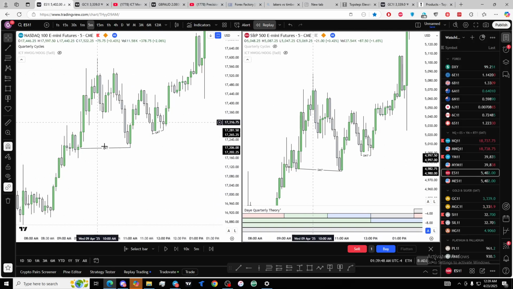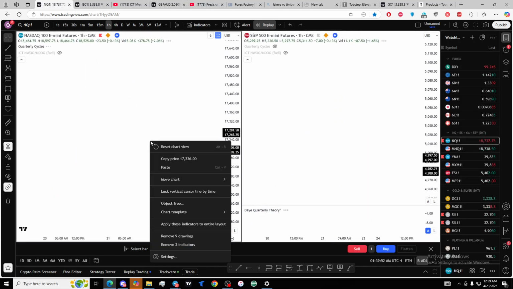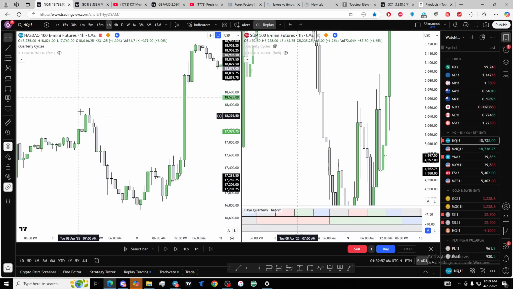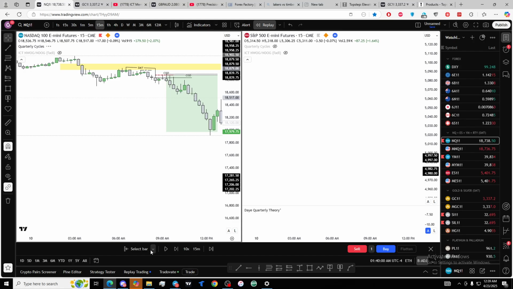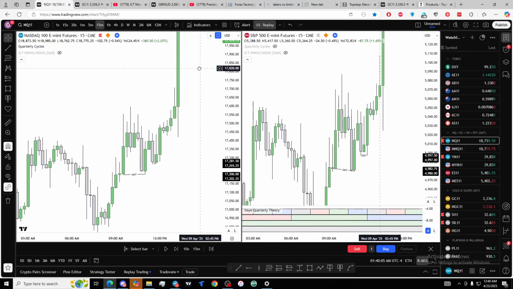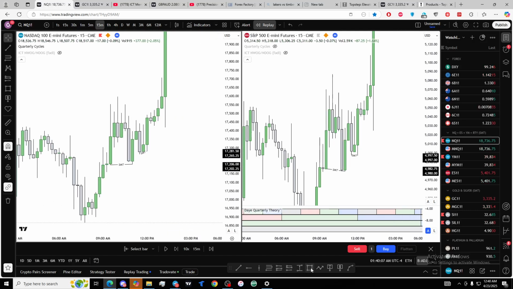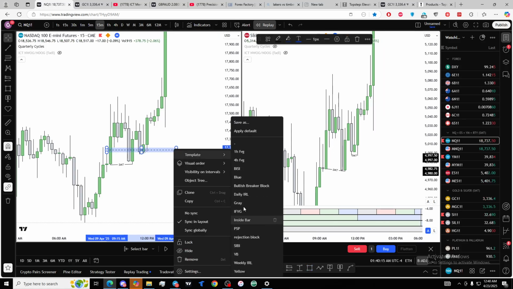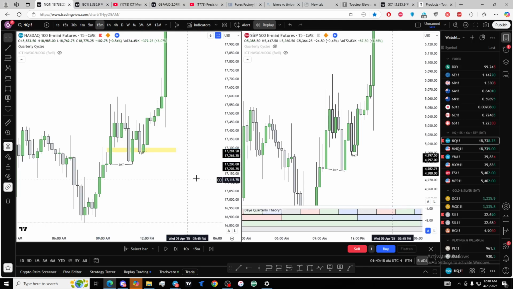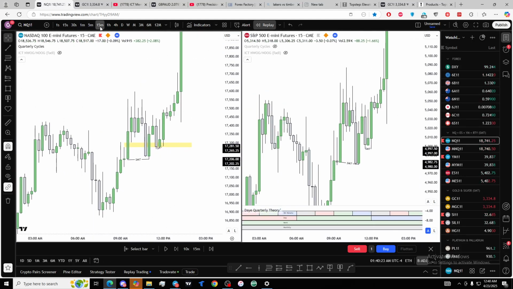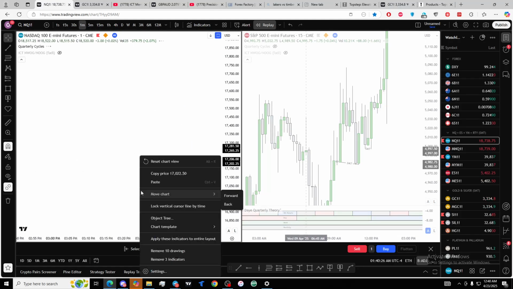So I based it on, I believe it was an hour chart. No, I think it was on a 15. Yeah, it was on a 15. So I saw this fair value gap here. There was no fair value gap here, which is fun. I went to the 5 to the 1.